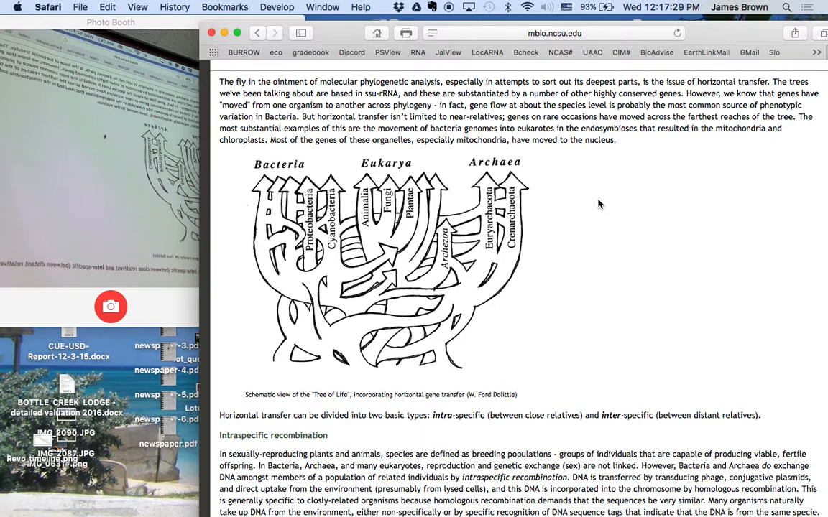Right? If every gene in an organism has a different history, then there really isn't any meaning in the notion of a phylogeny of an organism, only of the genes it contains. I think this is a mistaken notion. And let me explain why. There are a variety of reasons why.